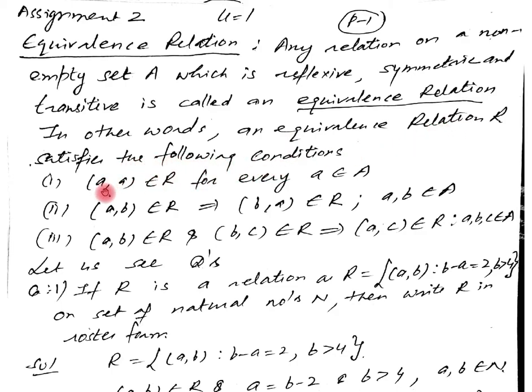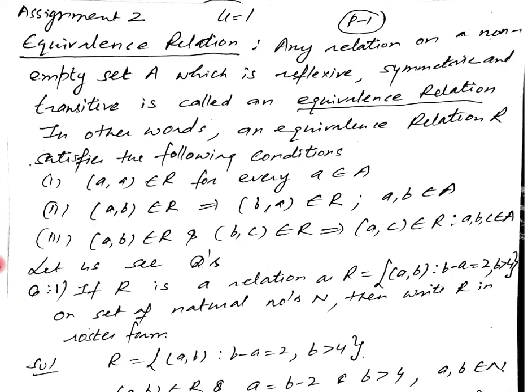Number one, every element of A is related to itself: (a, a) belongs to R for every a belonging to A. Number two, if (a, b) belongs to R, then (b, a) must belong to R for a, b belonging to A. Number three, if (a, b) belongs to R and (b, c) belongs to R, then (a, c) belongs to R for a, b, c belonging to A. If a relation satisfies all three conditions, that is, it is reflexive, symmetric, and transitive, then the relation is said to be an equivalence relation.